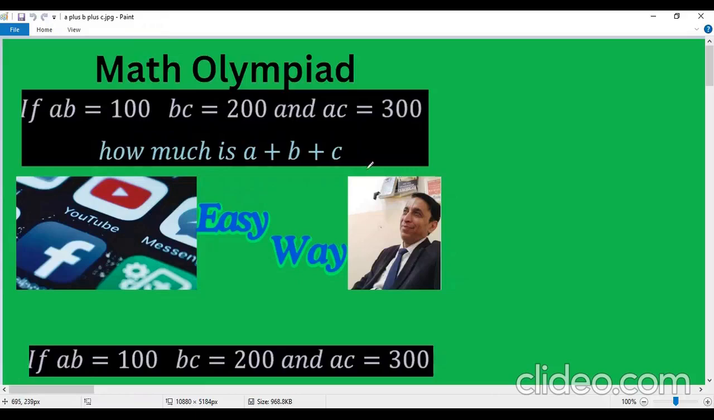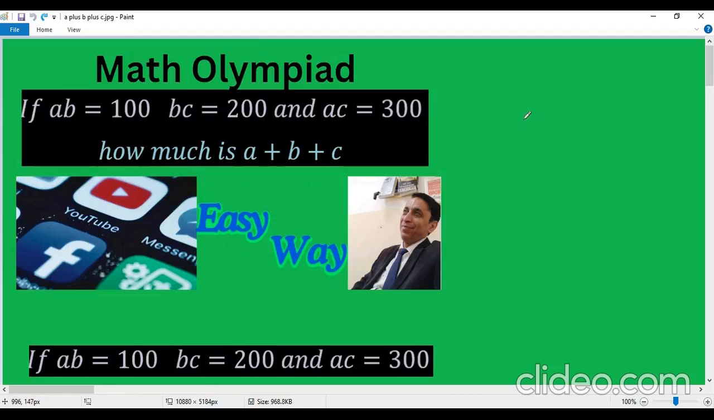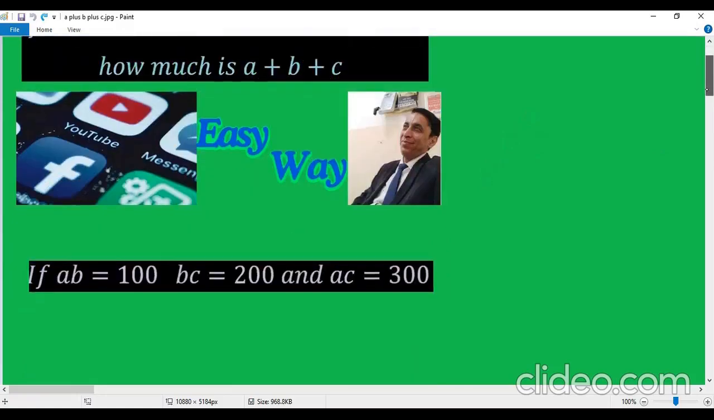Hello everyone. This is a Math Olympiad question and I have found it pretty difficult for some students to do, and some of the subscribers also sent me this question. So I'm here to solve this question. How we begin this question: we know the value of AB is 100, BC is 200 and AC is 300, and we need to find out the value of A, B and C.